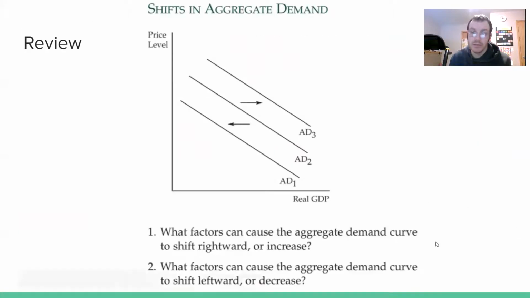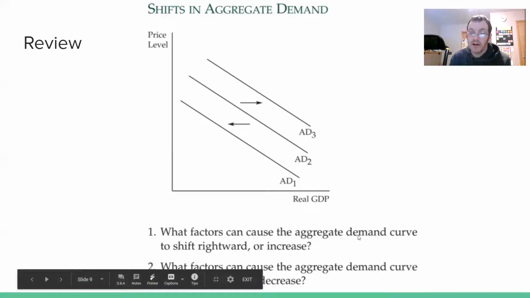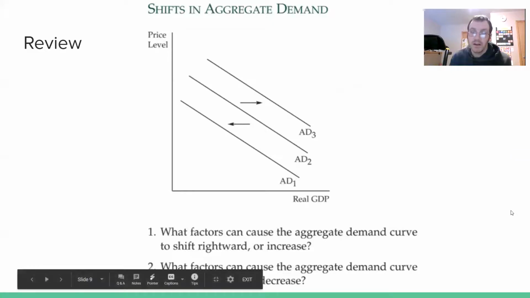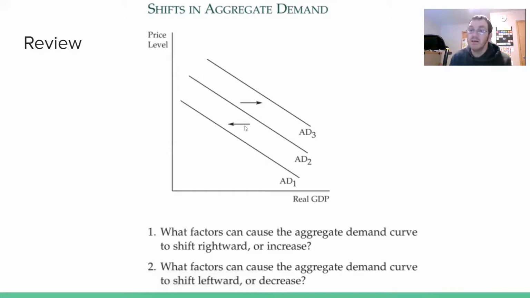So to review, number one, what factors can cause the aggregate demand curve to shift rightward and increase? Anything that is going to lead to increased spending by government, business, consumers, or other countries. What factors can cause the aggregate demand curve to shift to the left or decrease? Anything that'll decrease spending by us, by governments, by foreign countries, by businesses.